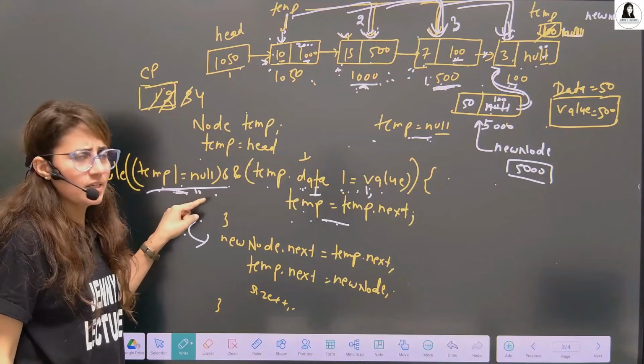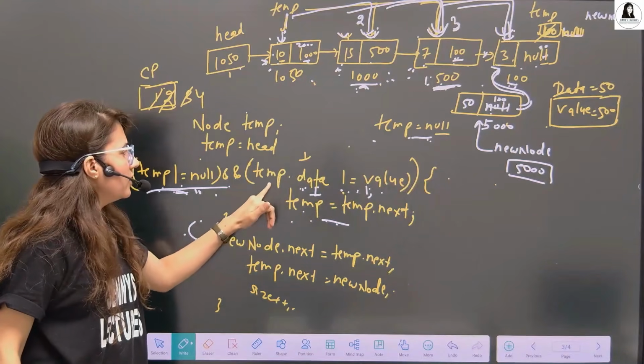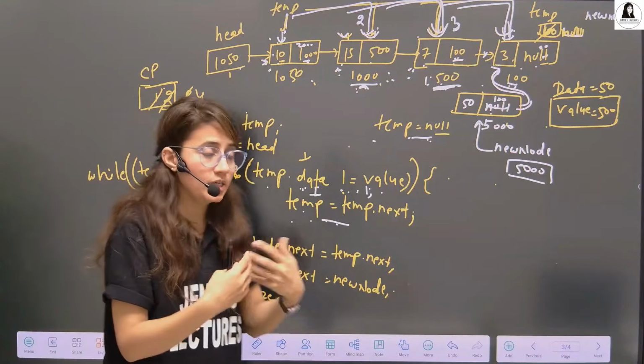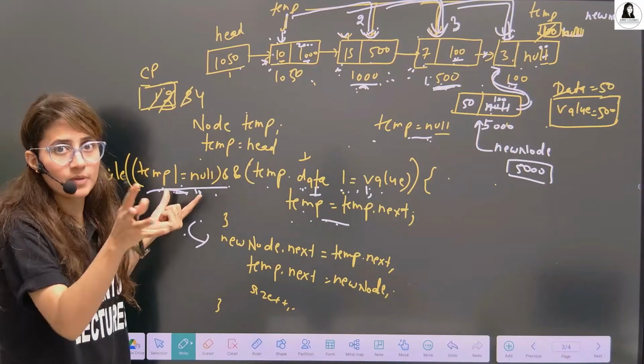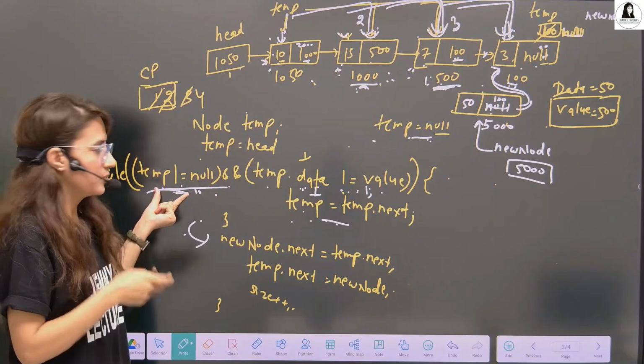Temp not null, we are checking. Here we were checking this condition after this. So first we were checking null dot data. Whenever you try to access something on null, it will give you a null pointer exception. But here we are not doing anything like temp dot something. We are checking temp not equal to null, that's it. But it's null, so we will not enter here.